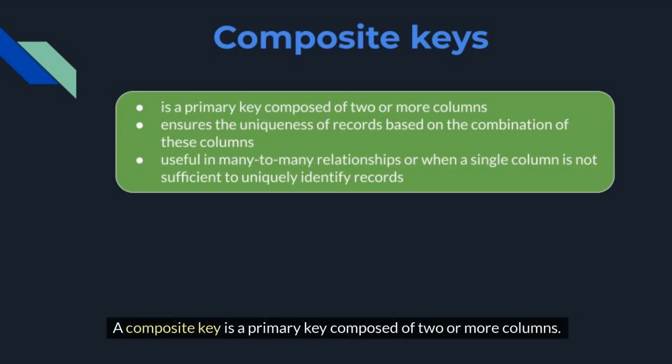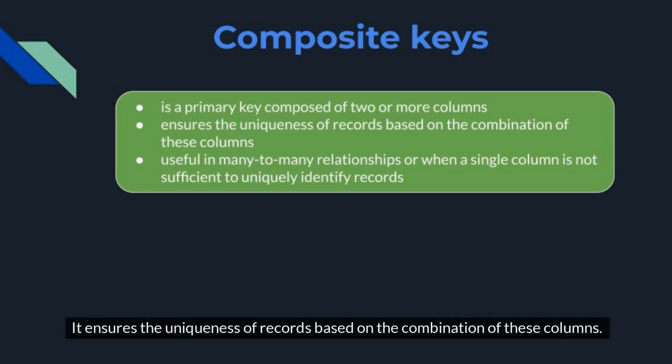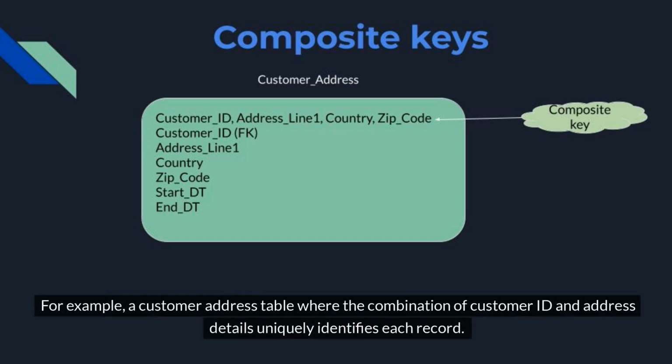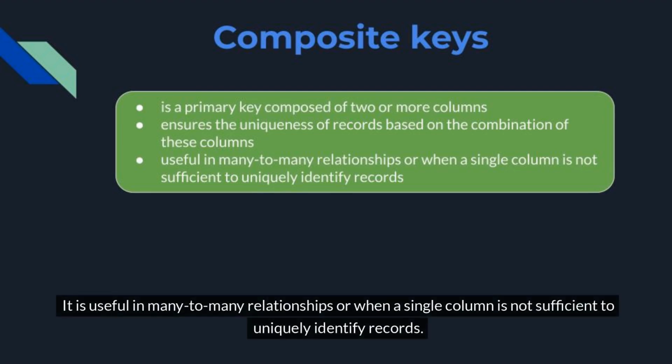A composite key is a primary key composed of two or more columns. It ensures the uniqueness of records based on the combination of these columns. For example, a customer address table where the combination of customer ID and address details uniquely identifies each record. It is useful in many-to-many relationships or when a single column is not sufficient to uniquely identify records.